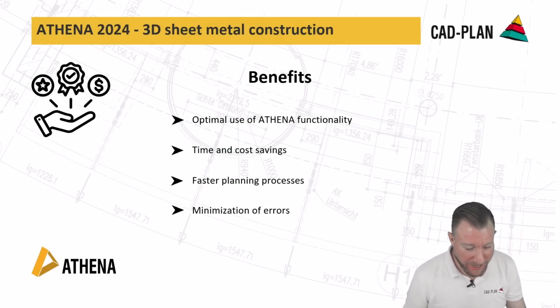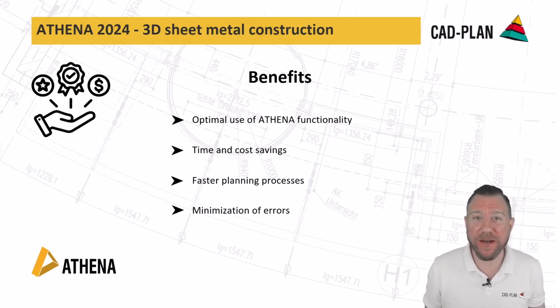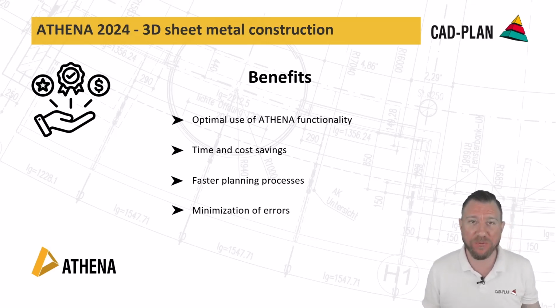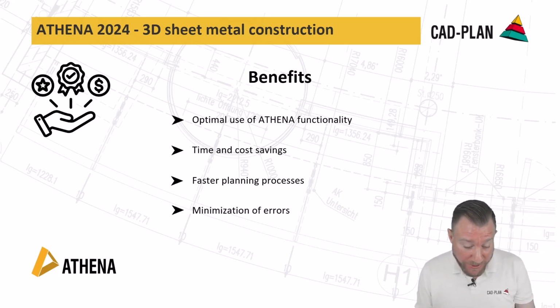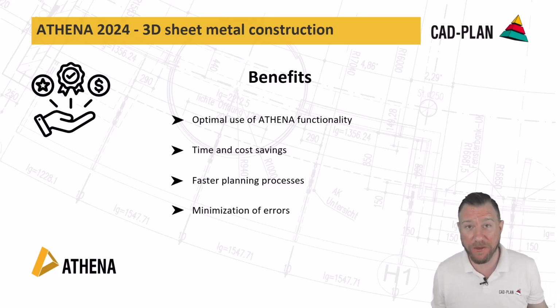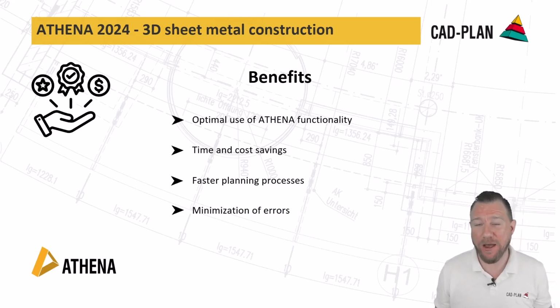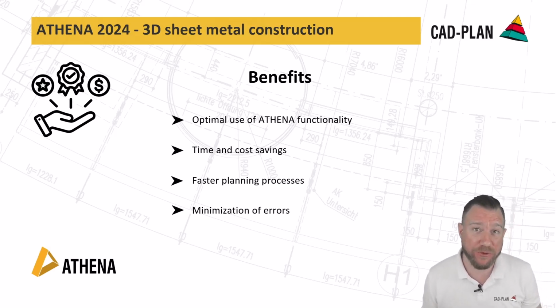So then we start in the webinar ATHENA 2024 3D sheet metal construction, and I will show you today the example sheet metal construction entrance portal, and how to use the ATHENA 3D technology. Your benefits: optimal use of ATHENA functionality, time and cost savings, faster planning processes because of the 3D ATHENA technology, and minimization of errors because you have the possibility to create part lists, single part drawings and manufacturing files.